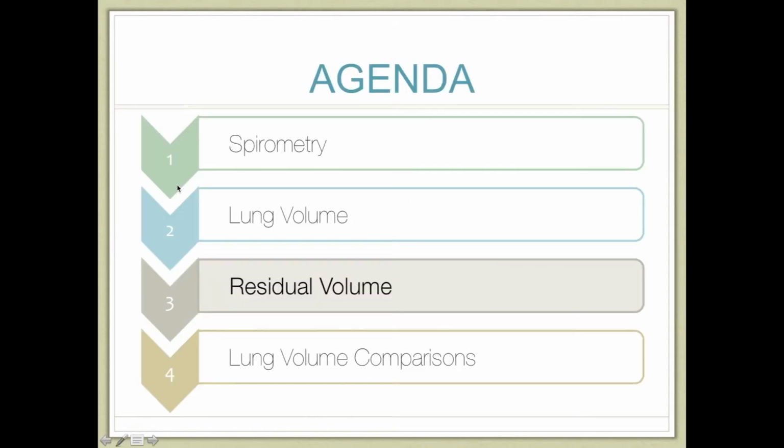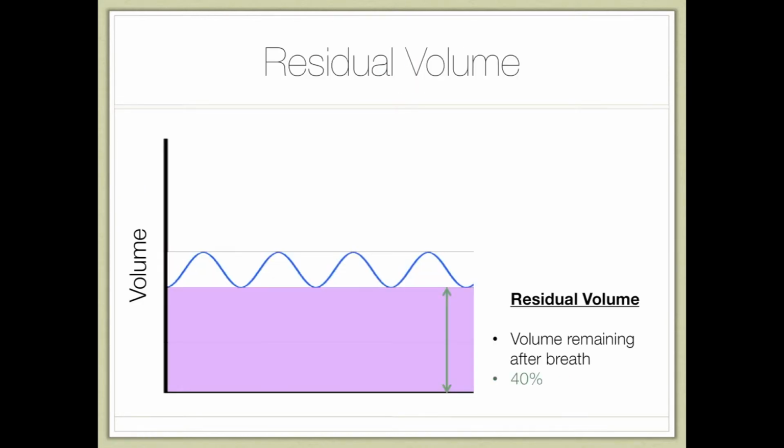So we'll define what a residual volume is. The residual volume is the volume of air that remains in your lungs after you breathe out. During normal breathing, about 40% of air will remain in your lungs.